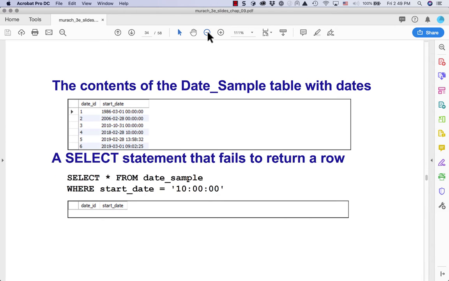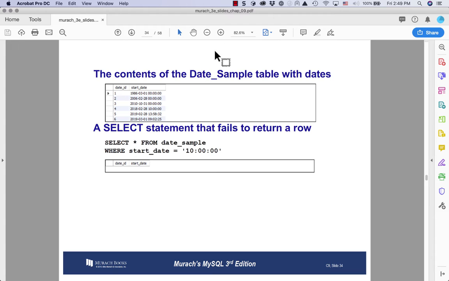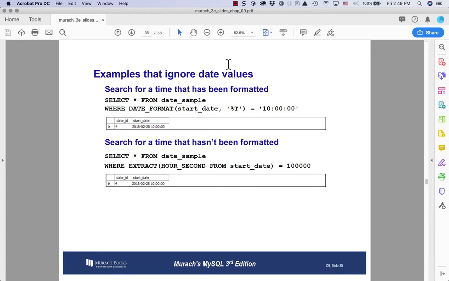So what do we really have to do to bring back row number 4? Well, here's what we have to do. We can do kind of the thing that we talked about was kind of the last solution that we showed for the dates, which is to format it in a particular format and then compare it to the string you're expecting to get back. That works great. Or we could extract the hour, minute, and second from the start date, so we get 10 for the hour, 00 for the minute, 00 for the second. That's going to give us a good answer as well. So I think those are both good.